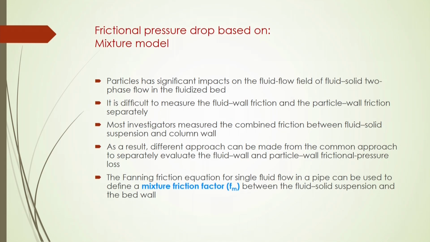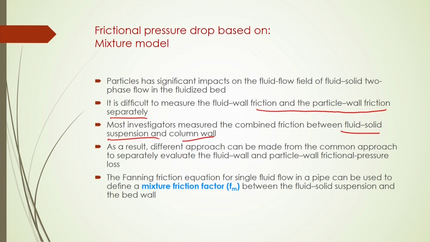Now, frictional pressure drop based on the mixture model. This is another model with which we can calculate the frictional pressure drop. In this case, particles have significant impacts on the fluid flow field of the fluid-solid two-phase flow in a fluidized bed. It is really difficult to measure the fluid-wall friction and the particle-wall friction separately. So most investigators measured the combined friction between the fluid-solid suspension and the column wall. We can calculate this, but it is very difficult to calculate the fluid-wall friction and the particle-wall friction separately.